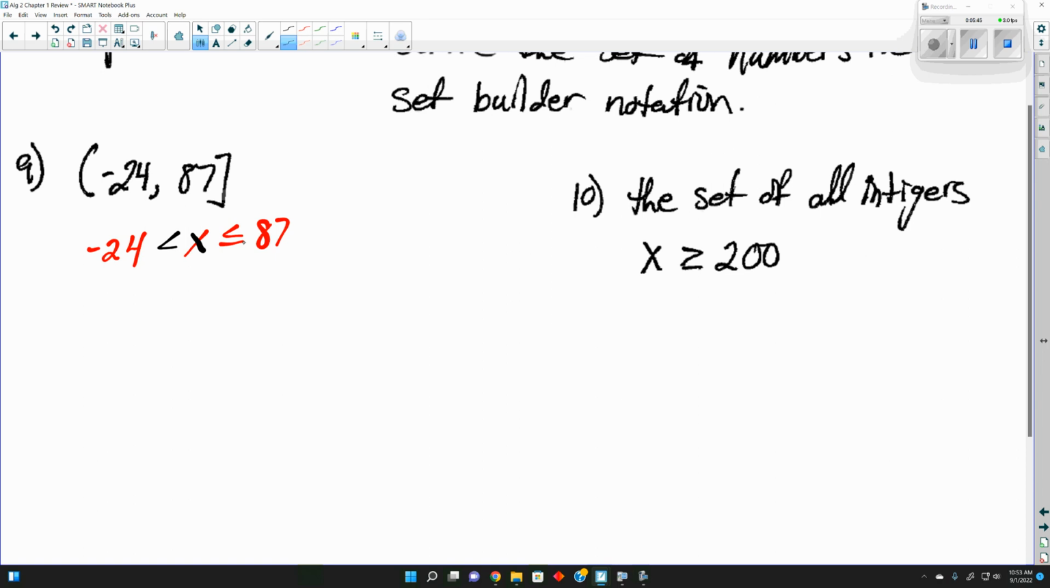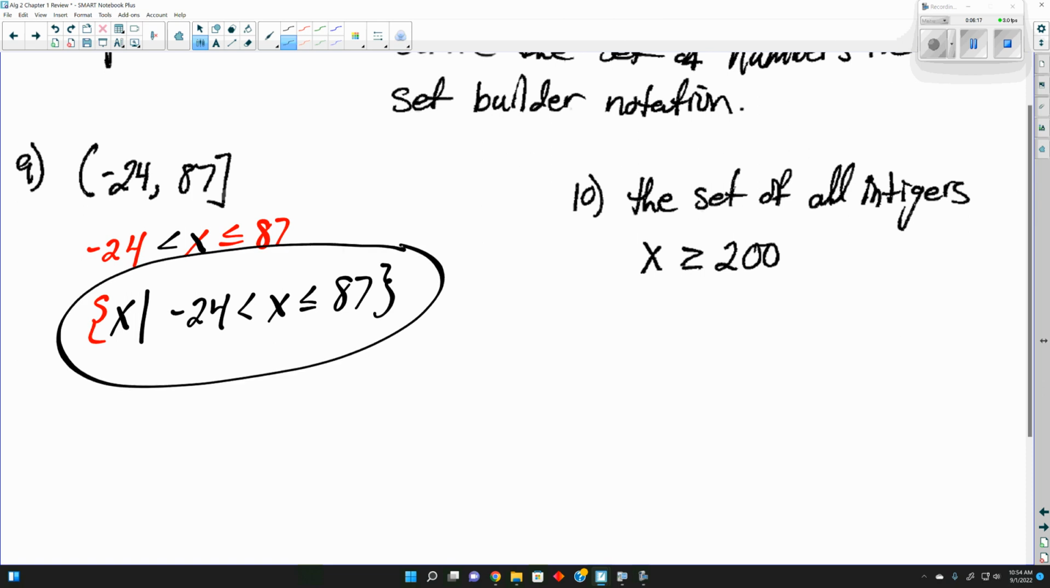Any questions on how we wrote this as an inequality? Now to write it in set builder notation, they're all going to start the same. Brace, x bar, the set of all real numbers x such that, and this is what it's telling us. So we always start with this, then we put the description of what we're describing. Whenever it's an inequality, like this, we just put the inequality: -24 is less than x is less than or equal to 87, brace, and we're done.